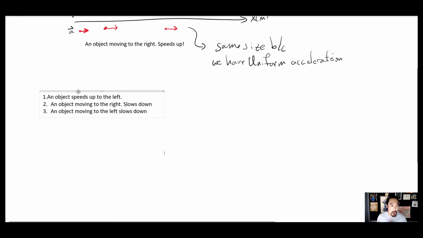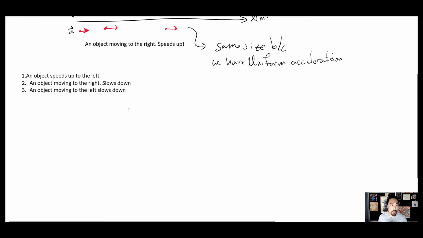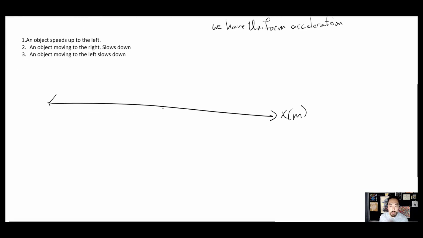There we go. An object speeds up to the left. Let's have my position line. Let's start over here. Let's say x is equal to 0 here. We have an object that is speeding up to the left. I can also say that's the negative direction. So these are my velocity arrows. If my object is speeding up to the left, that means my acceleration vectors, I'm going to have my acceleration down here. It's also going to be in the same direction. Now remember, acceleration shows us the speeding up or the slowing down.